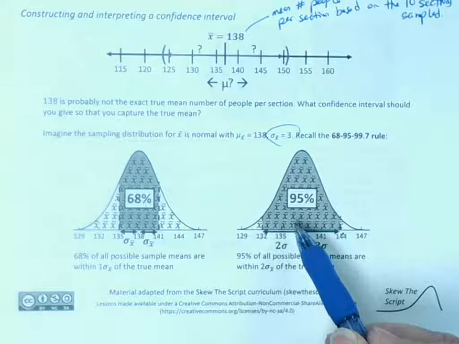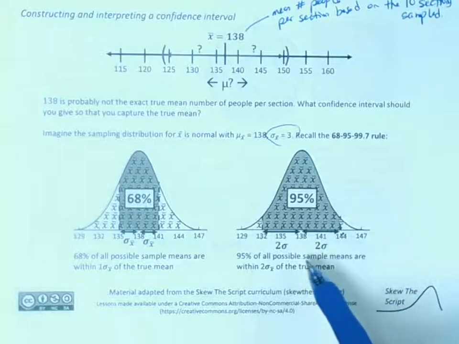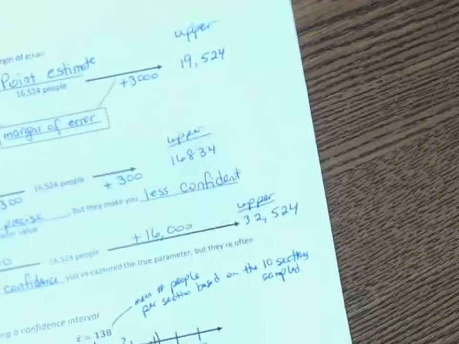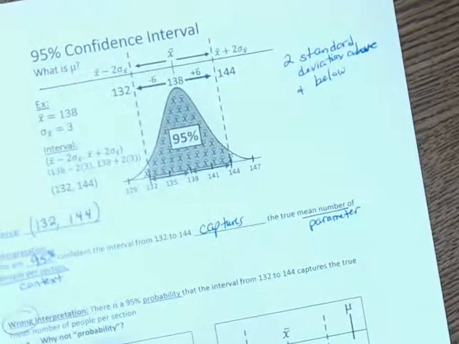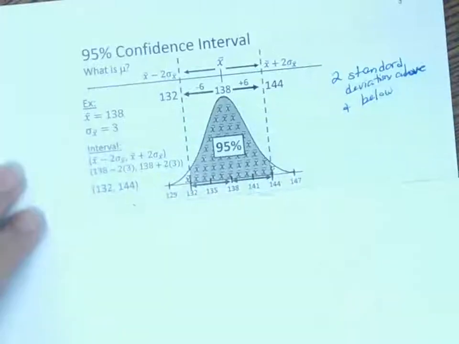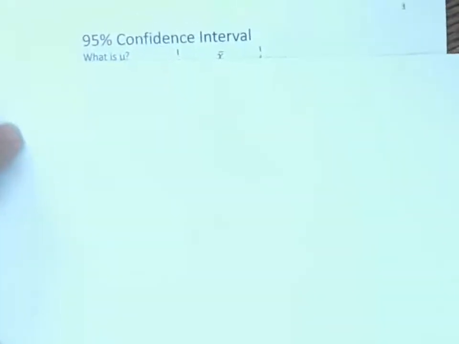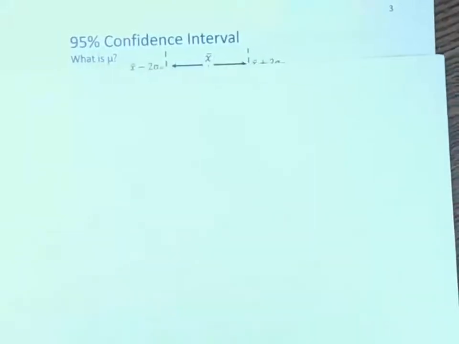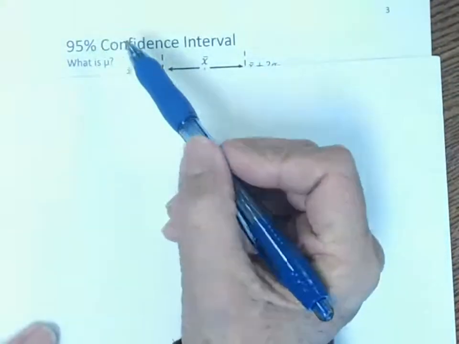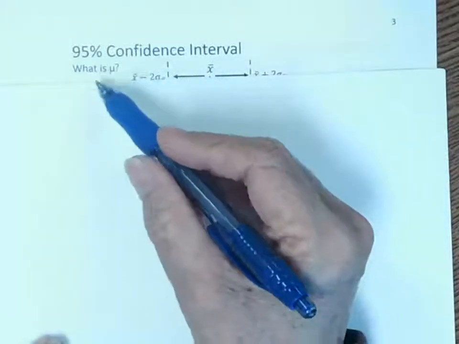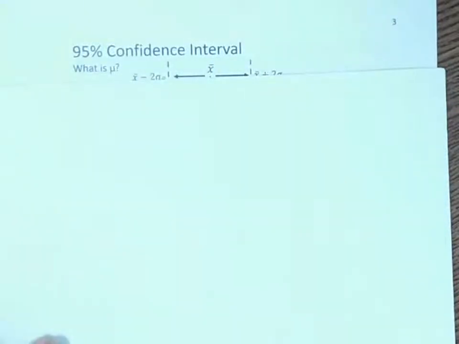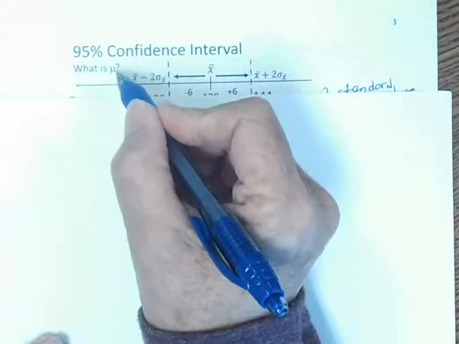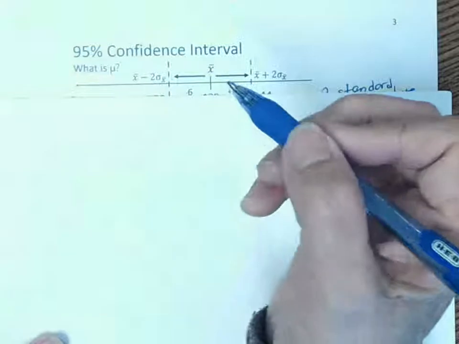95% of the sample means are within 2 standard deviations of the mean. And of course, if we went to 3 standard deviations, we would get 99.7. So let's take a look and decide how much is enough here. We want to construct a 95% confidence interval. What we're really trying to do is find out what mu is for the population. So how many people are in the Superdome?